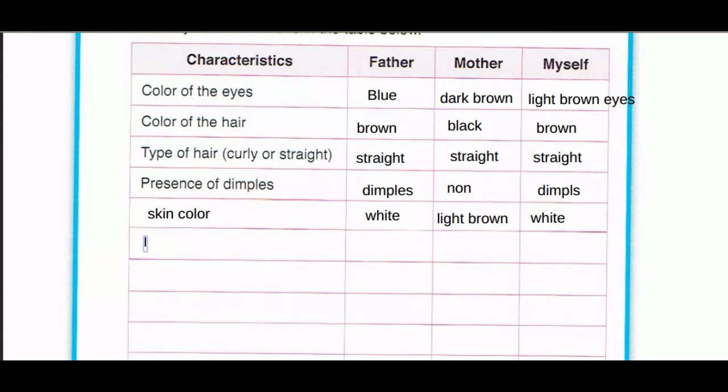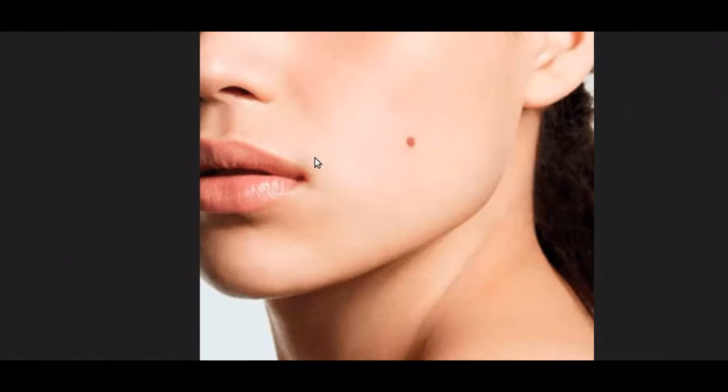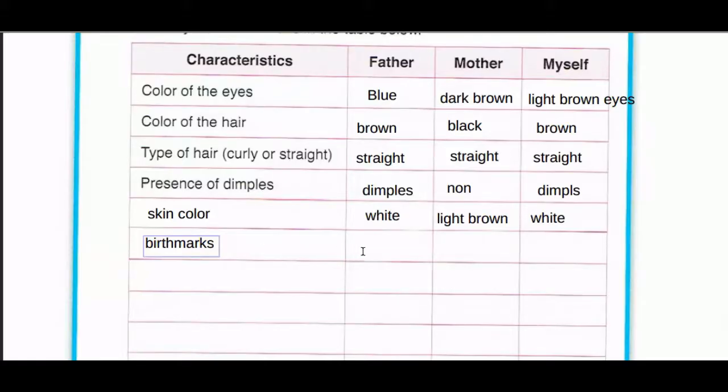Then the next one we have as an example is birthmarks. Birthmarks are, when you have white skin, then you sometimes have small brown dots. I show you this on Google. So you see here an example of a birthmark. She has one on her cheek. And Alice, she has birthmarks on her body. I have birthmarks, and mother, none. So Alice got birthmarks from me.